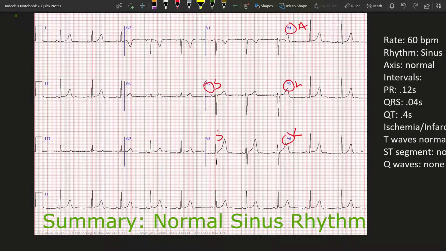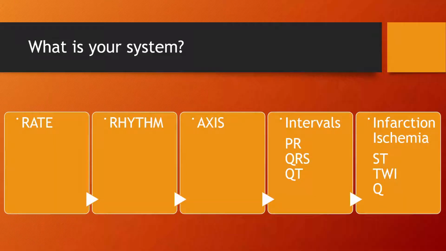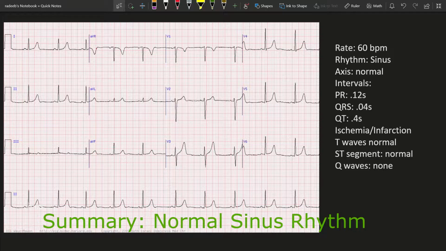Okay, so that was a rapid interpretation of this EKG. This EKG was a bit boring because it was totally normal. We will be throwing you some abnormal ones and interpreting abnormal rhythms and rates and other pathologies, which will be interesting. But if you get this system down here, then you will catch them all.